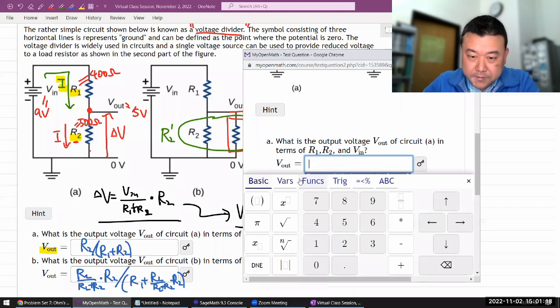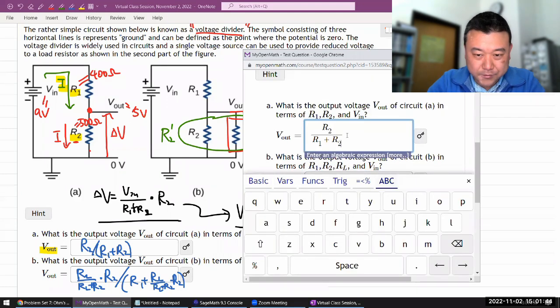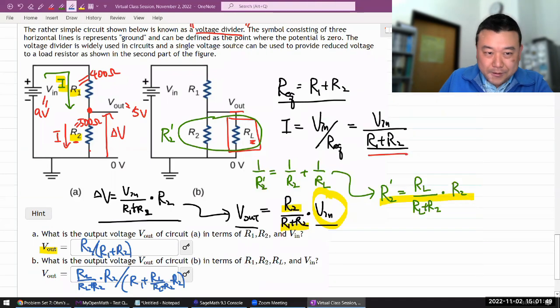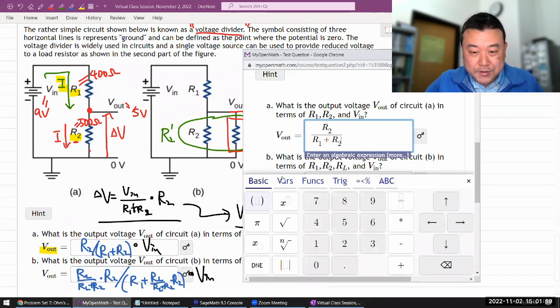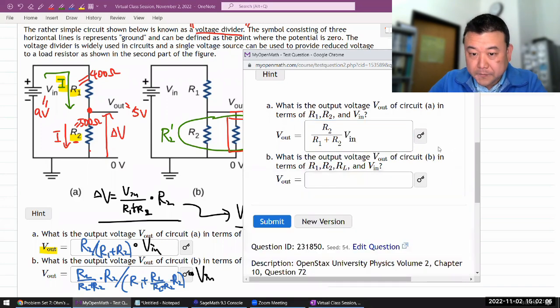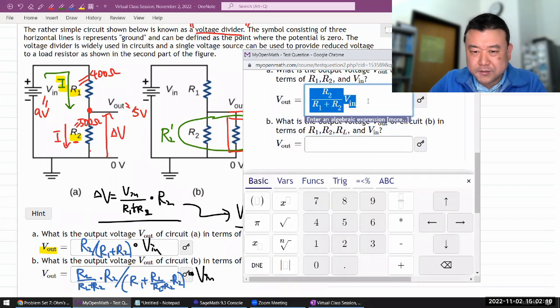So this is going to be, let me just use variables: R2 divided by R1 plus R_2 times, I always forget this, there's times V in here, and also there's times V in here. Because it's asking for voltage, it's not asking for the ratio of the voltages. So V in, that's the right variable. Okay, so that's A. And for B, again, you can simplify it, but let me just use this.